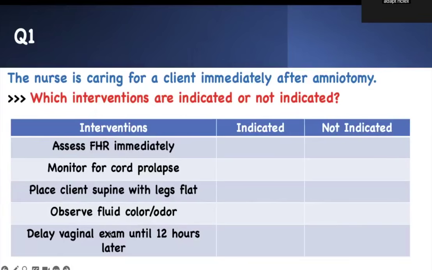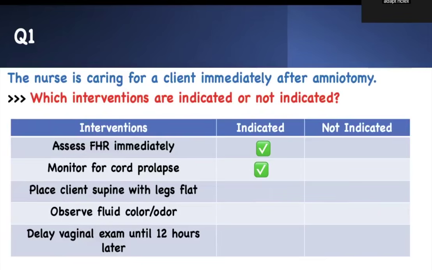Stop the video, fill in the matrix, and I'll give you the answer. But with the content I've given you, the amniotic fluid is going to leak out and the cord is going to prolapse. What would you do then? That's the concept. Therefore, the first thing you do is assess the fetal heart rate, because the cord prolapse will cause deceleration. And therefore, we have to check for cord prolapse.